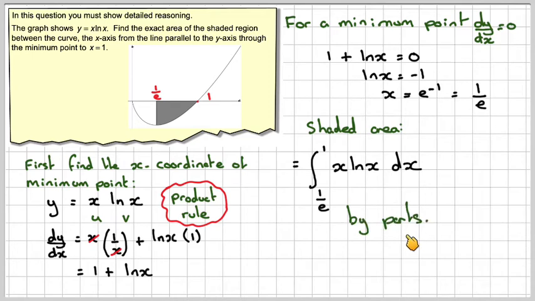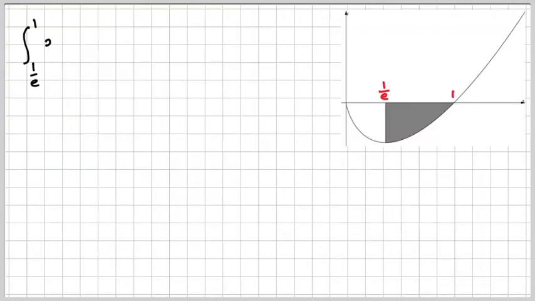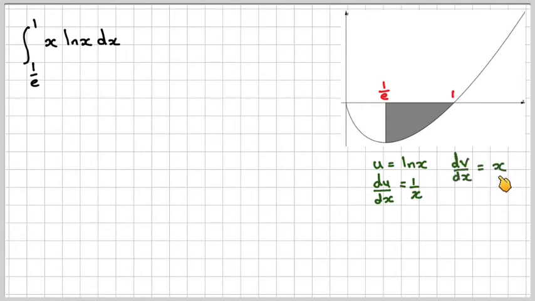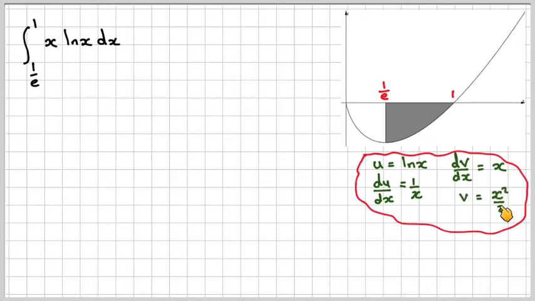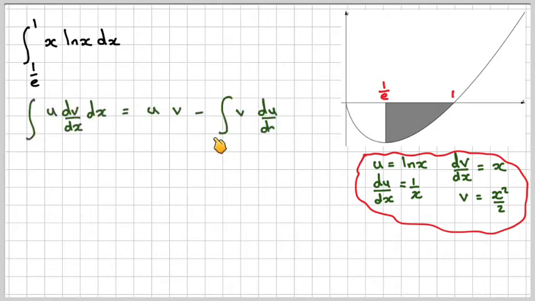and we'll do this by parts. Now you have to be careful when you've got ln by parts. You actually have to let u be equal to ln of x, because you can't really integrate ln of x directly. So du by dx will become 1 over x, dv by dx will be equal to x, and if you integrate x, you get x squared over 2. So just be very careful, because here it's slightly different. So the integral of u dv by dx is uv minus the integral of v du by dx dx.